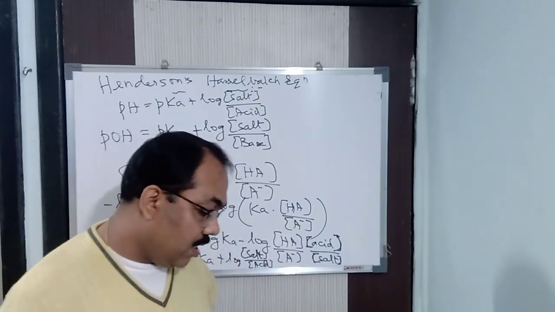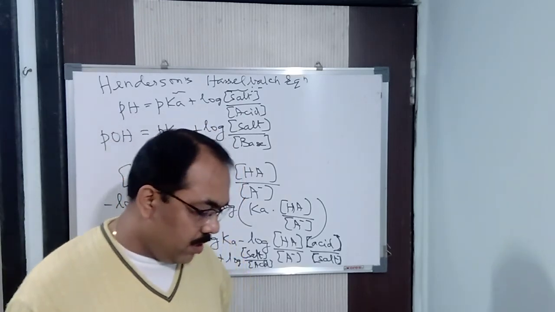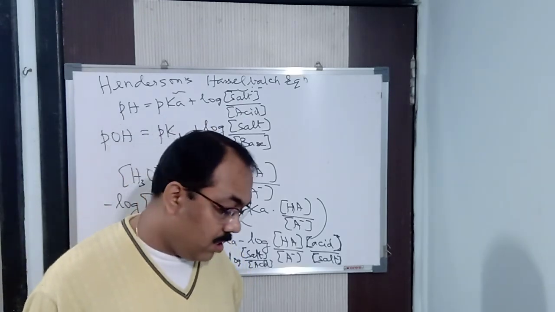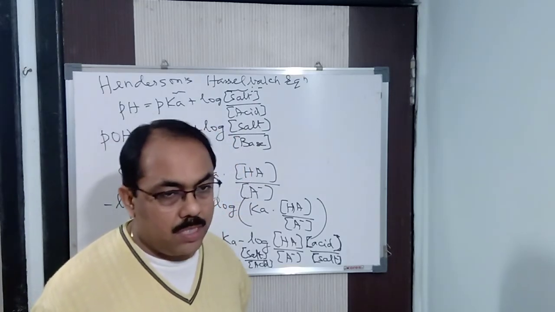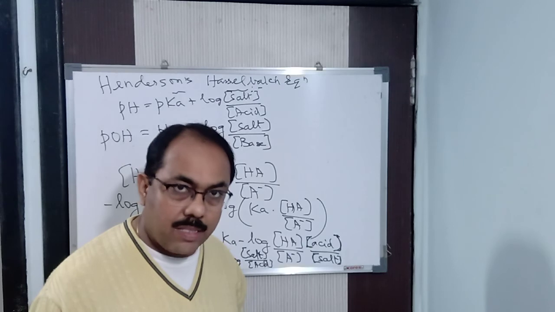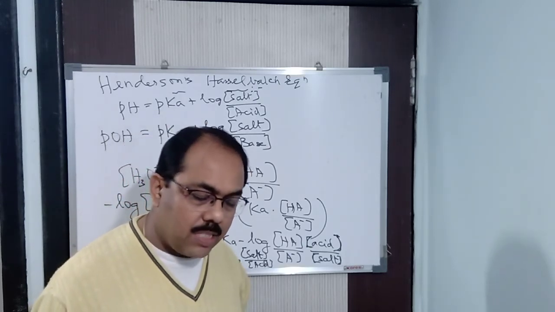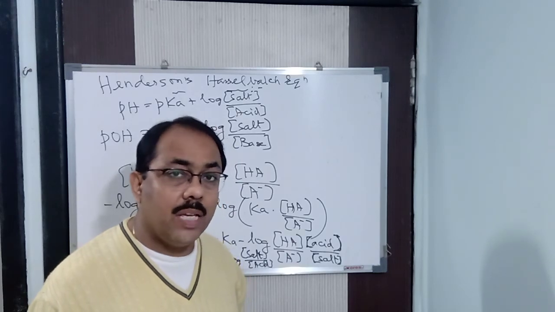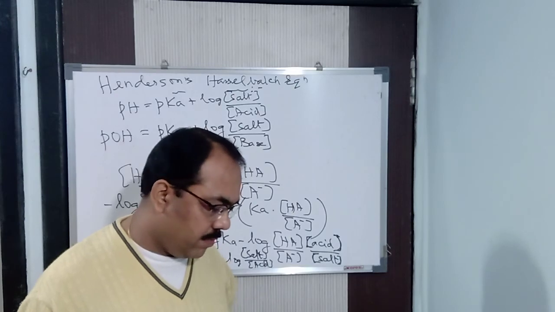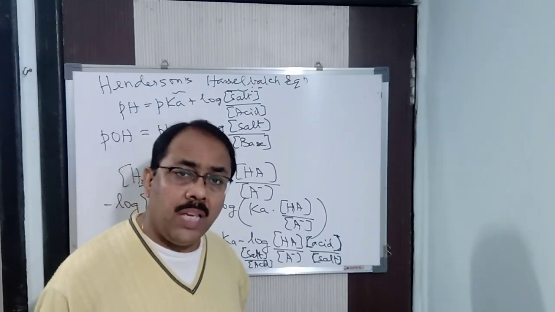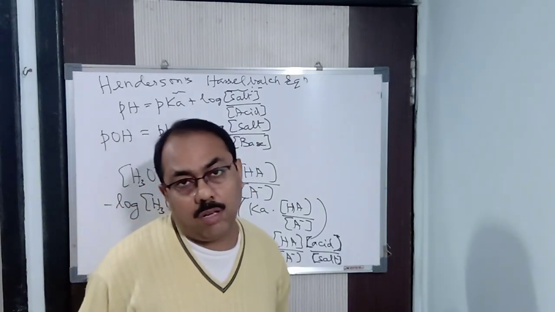So buffer capacity or buffer index is equal to number of moles of acid or base added to 1 liter of the buffer by changing pH. Again I repeat, the formula will be buffer capacity is equal to number of moles of acid or base added to 1 liter of the buffer by changing pH. We can say that. That will give you the buffer capacity or buffer index. This is all about. Thank you.